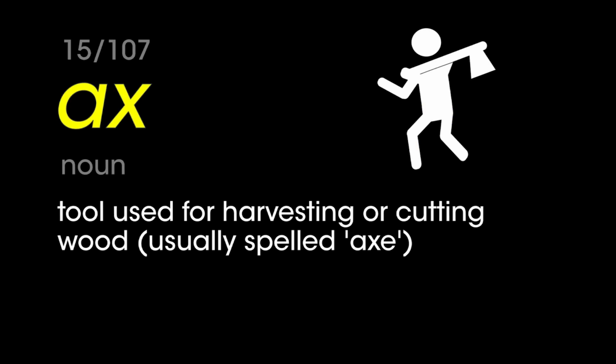AX is a tool. That's a tool. Usually it's spelled AXE. I guess you could also spell it AX. So I kind of like that spelling, AX. That looks kind of cool. Just X, you know. Get that E out of there.